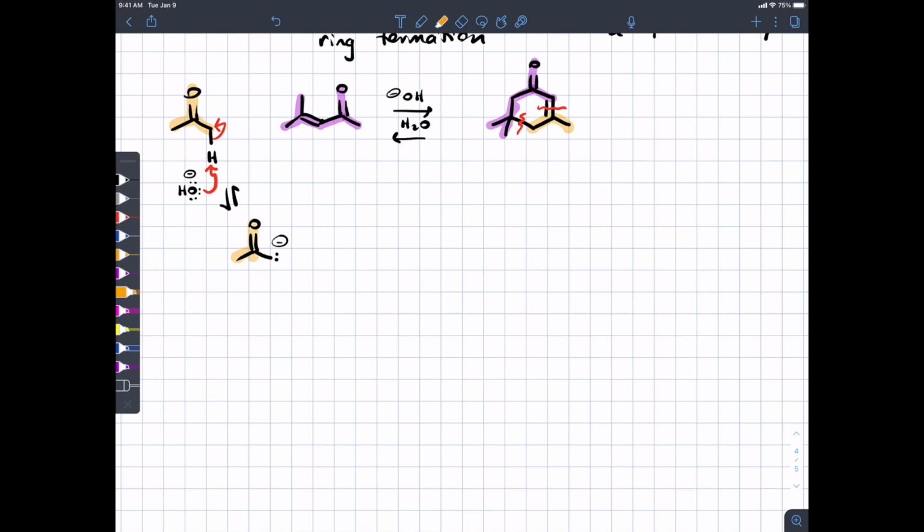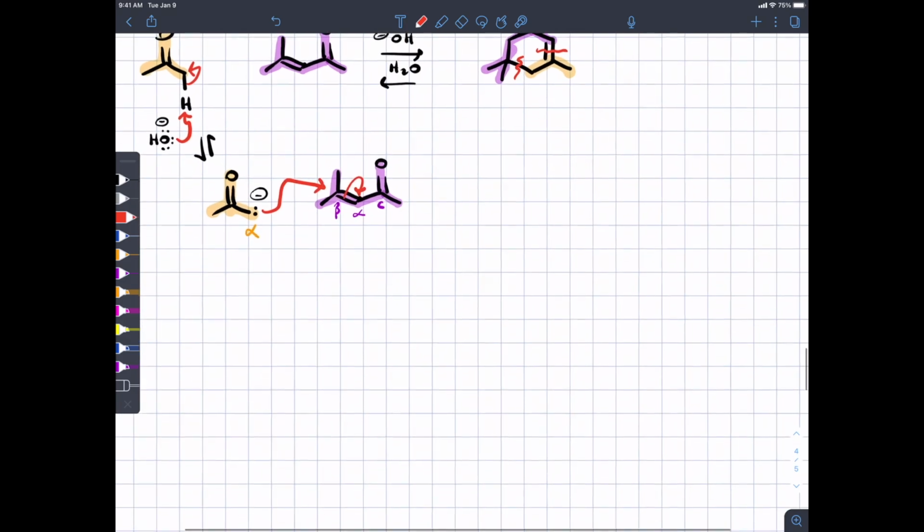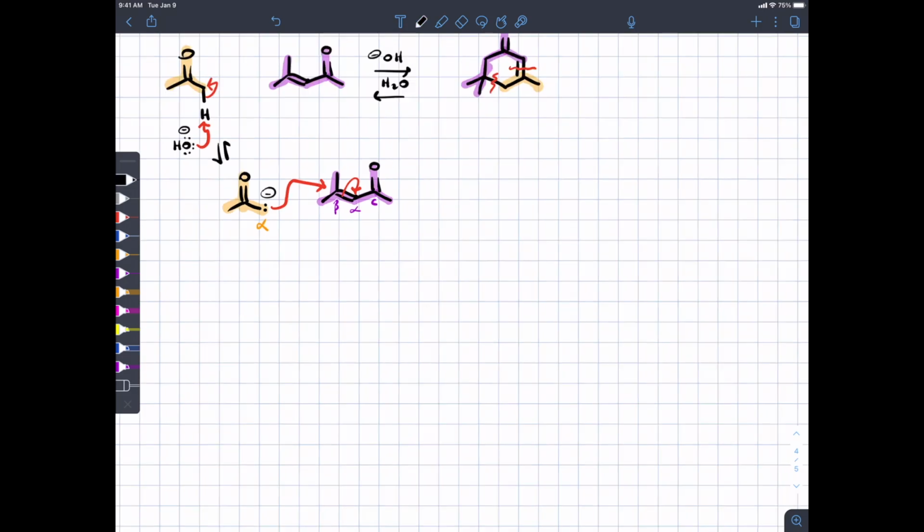I will draw that resonance structure. Then we're going to have the alpha carbon of the enolate attack the beta carbon of the alpha beta unsaturated carbonyl compound. In so doing, we'll break the pi bond between beta and alpha carbons.